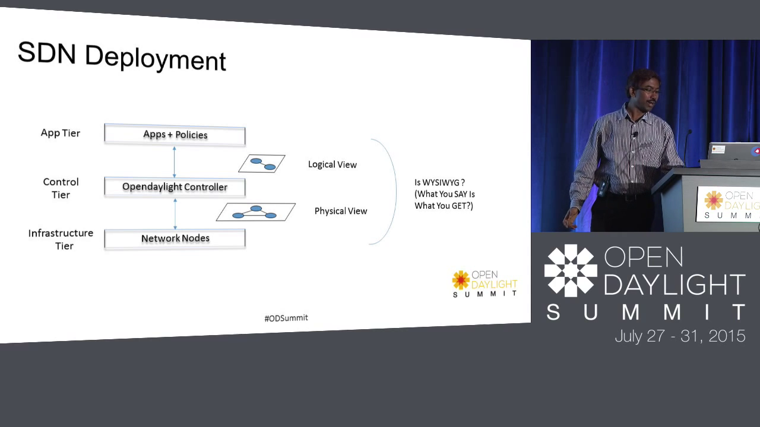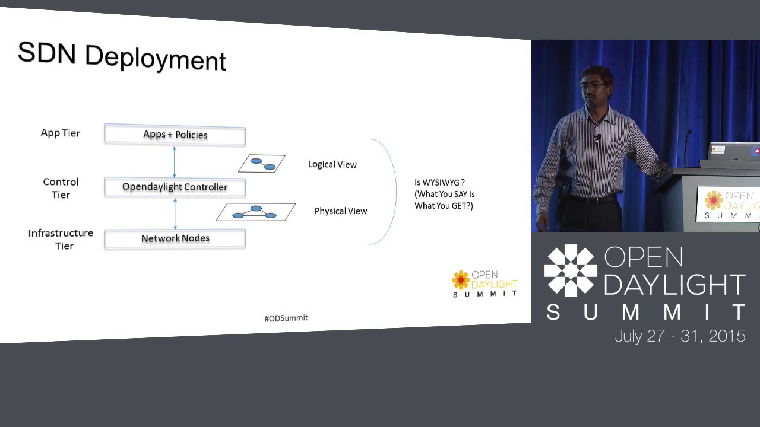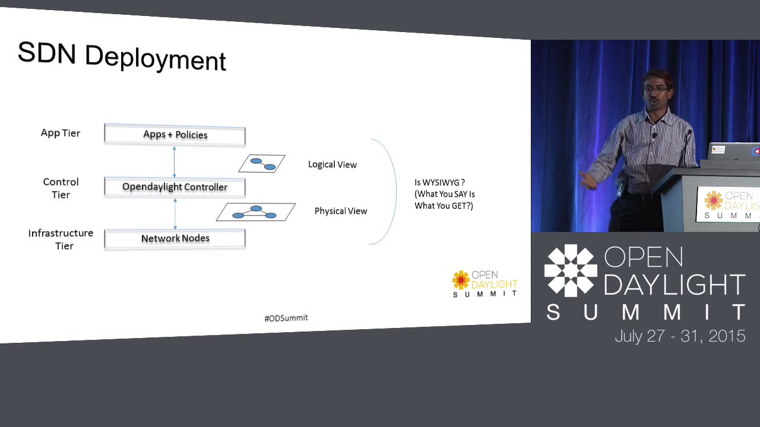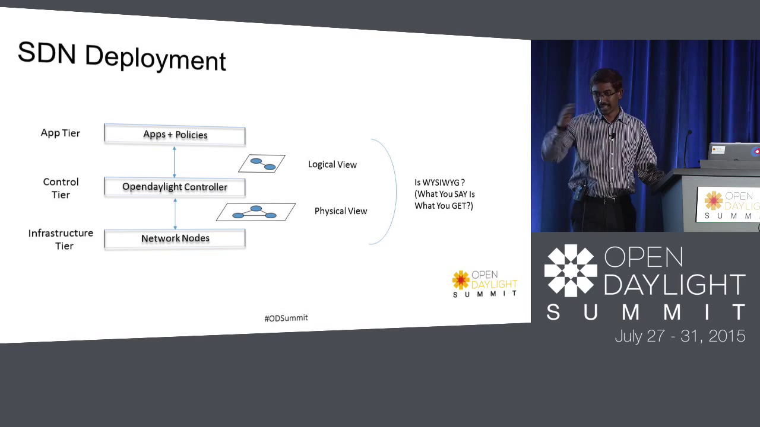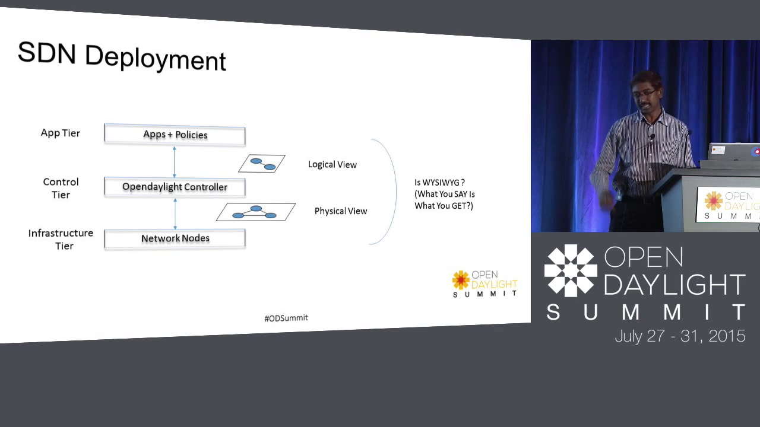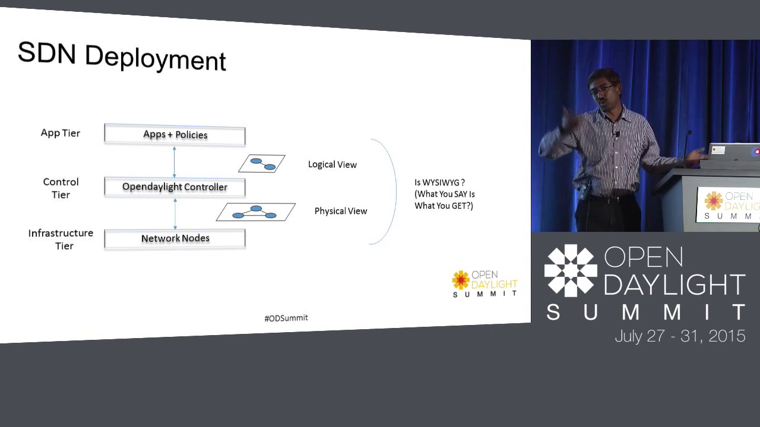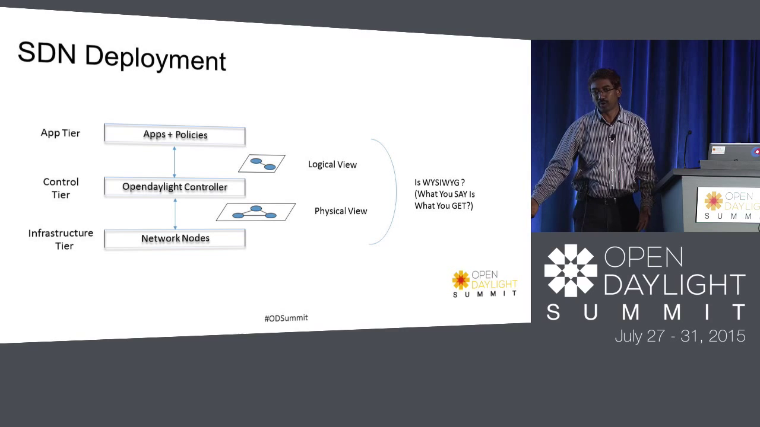I just coined a phrase: you might have heard of what you see is what you get, right? So I would say what you say is what you get. The app layer says, hey, this is what I want. Then the controller says, this is what I think it had better be. And then the network node says, this is what you gave me, and that's what I have programmed.